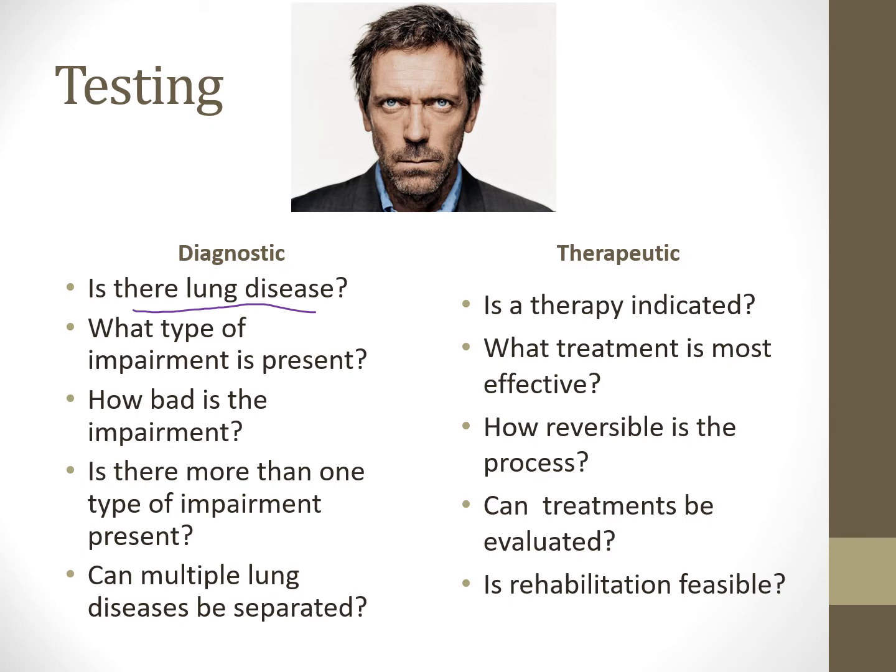What type of impairment is present? Is it an obstructive disease? Is it a restrictive disease? Is it both? How bad is it? What severity? Is it mild, moderate, severe obstruction? That's going to determine how we take care of that patient. So how bad is that impairment and how are they trending? Is there more than one type of impairment? In other words, do they have a combined condition like an obstructive and restrictive process?